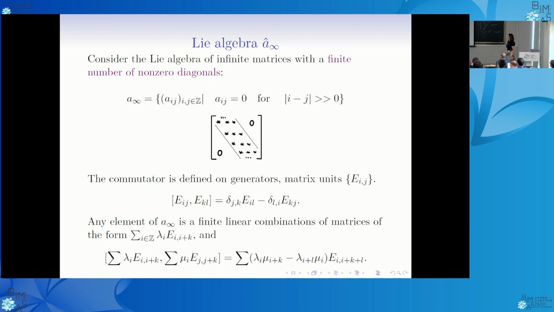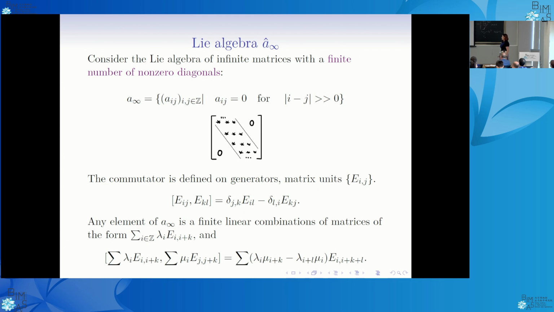So let us consider the infinite dimensional Lie algebra of type A, which we are going to denote as A infinity. It consists of matrices which have non-zero elements in a strip of finite width. So only finitely many elements around the main diagonal are non-zero. This is the infinite analog of GLN, which is needed for our purposes.